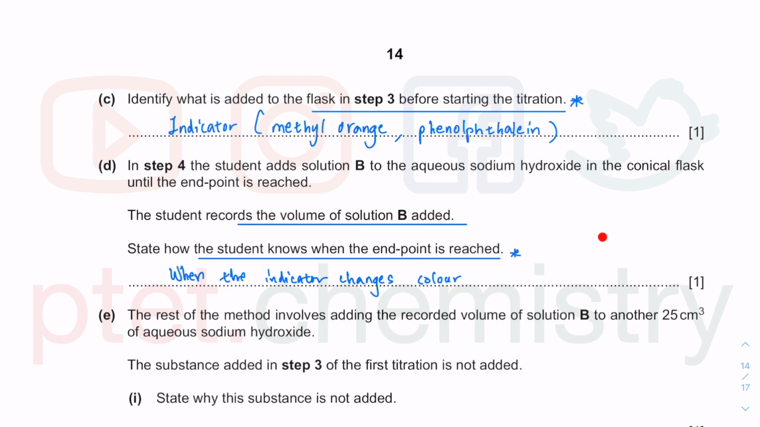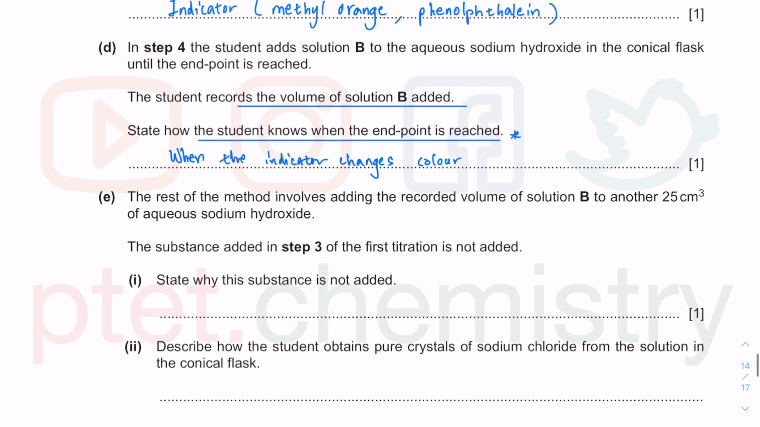And of course, when you want to make the pure salt, you're going to repeat the titration using the exact endpoint volume, but without adding the indicator, because there's the exact volume required to reach the endpoint, the neutralization point. So the rest of the method involves adding the recorded volume of solution B to another sodium hydroxide sample. There is no indicator, because you know you will reach endpoint with that recorded volume anyway.